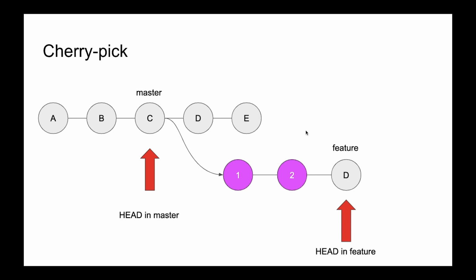So in case you need to copy some commit, some implementation or some fix, you can use this cherry pick operation. It's pretty simple and it might be very useful for you.